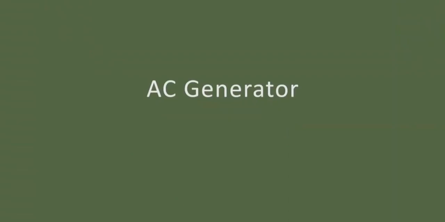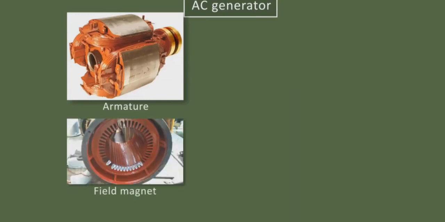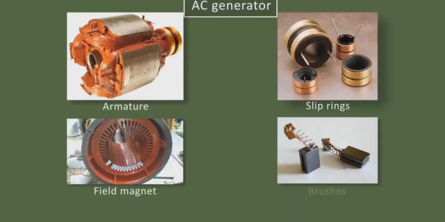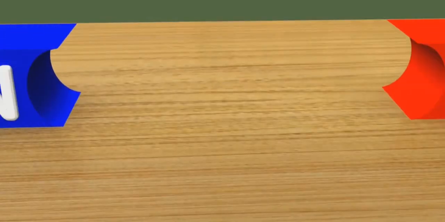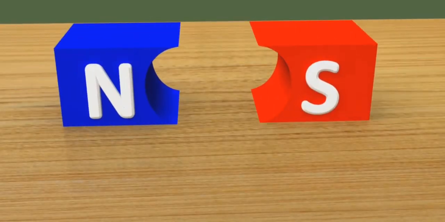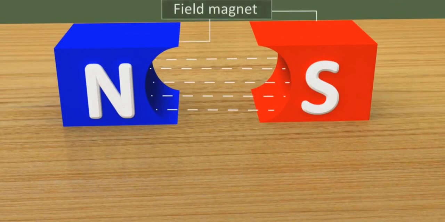generator. The major parts of an AC generator are armature coil, field magnet, slip rings, brushes, etc. The magnet which produces magnetic flux in generator is called field magnet. The direction of flux lines is from north pole of the field magnet to south pole.